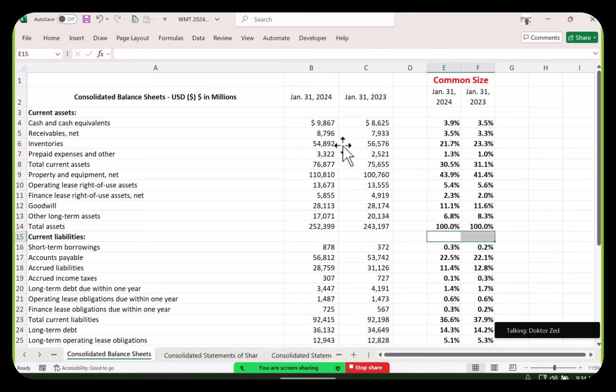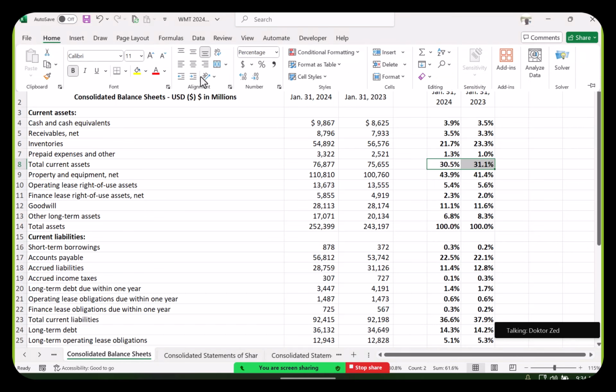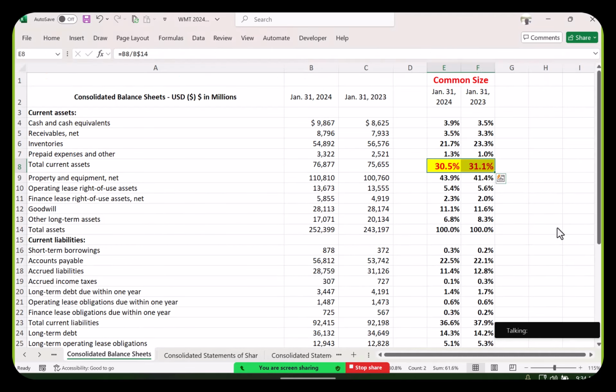Yeah, you could read off a lot of stuff. For example, total current assets, about 30% of Walmart's assets are in current assets, or their cash and cash equivalents, not much. Not much receivables. That's normal for a retail company.